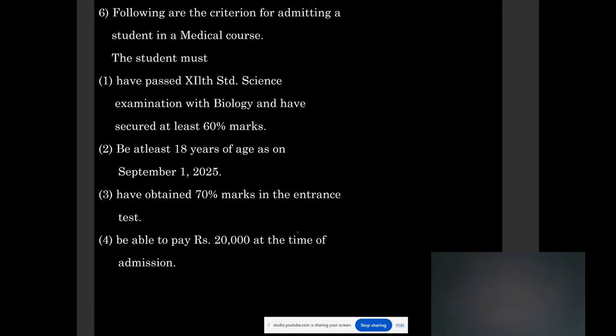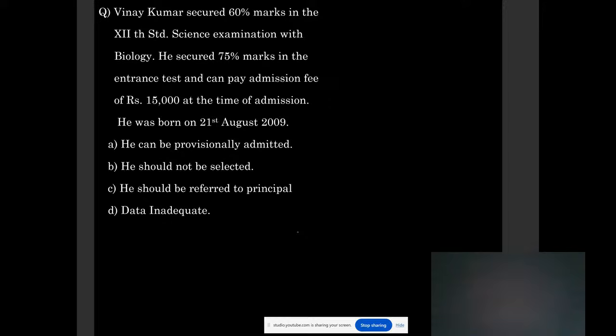So I'll explain you what this question is. First, four different criteria are given. From this one, we should check. Whenever you find questions of this topic, once again I'm repeating, you just go to the question and read the question. So in this question, they said that Vinay Kumar secured 60% marks in 12th standard.